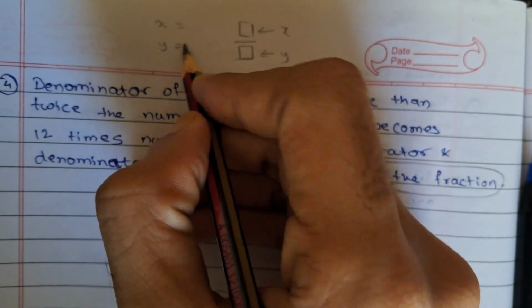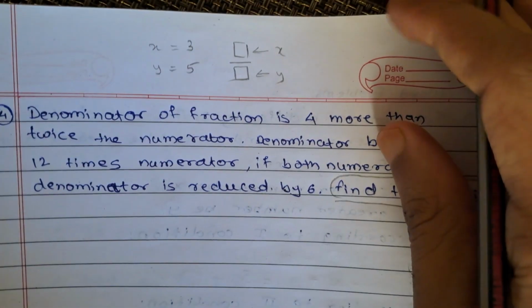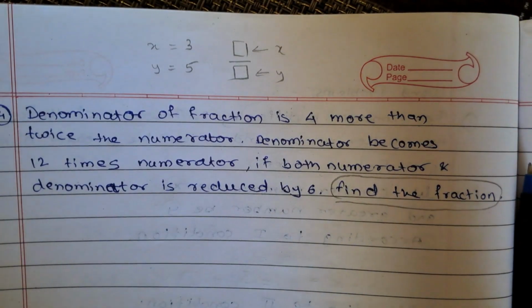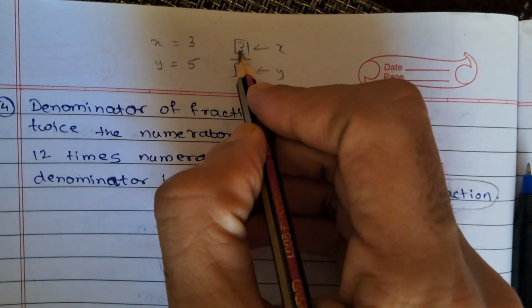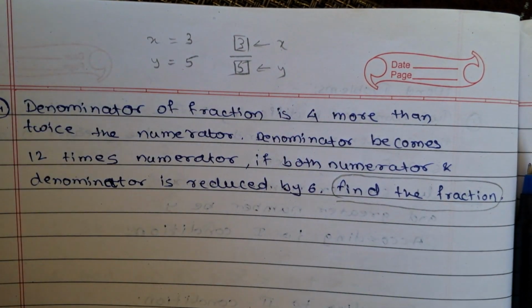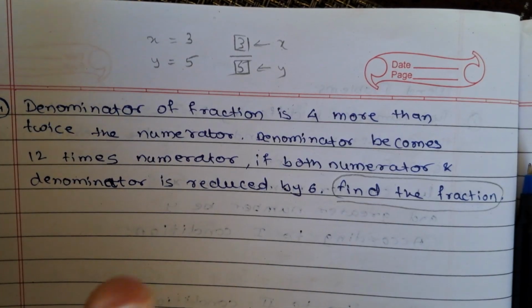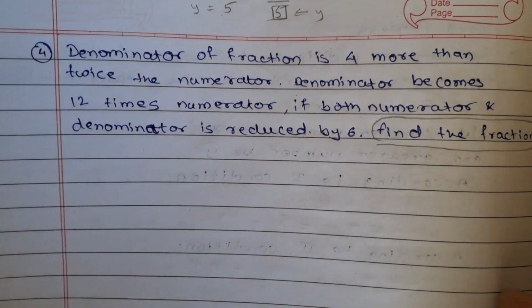Let me just say my x is 3 and my y is 5. I'm just taking some random values of x and y. So what will my final answer look like? I will say my fraction is nothing else but 3 upon 5, because the value of x is 3 and the value of y is 5. That is the holistic idea behind this sum. So let's start off the sum with the same idea in mind.